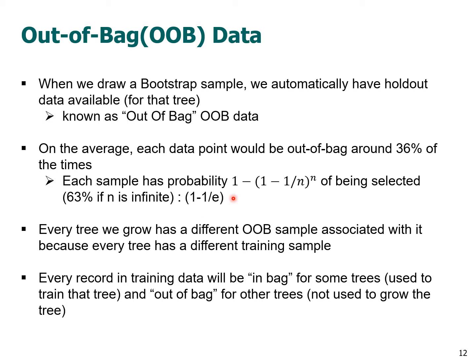That means on average, 63% of the data is selected in the sample, and the remaining 36% is not selected, which becomes out of bag data.